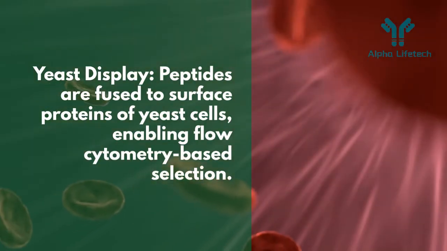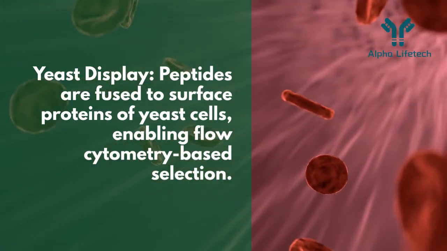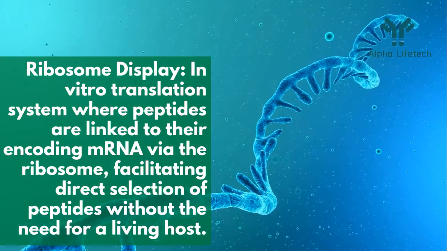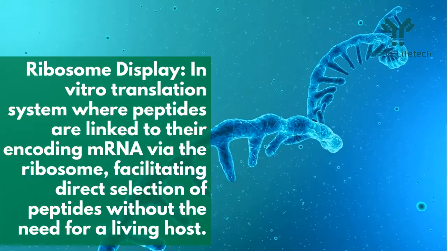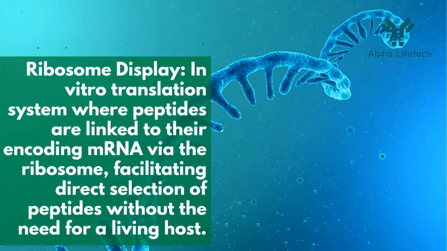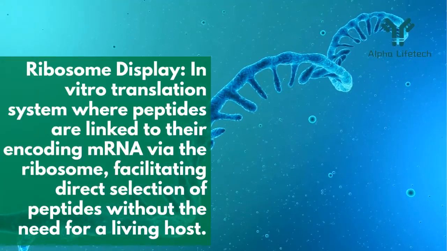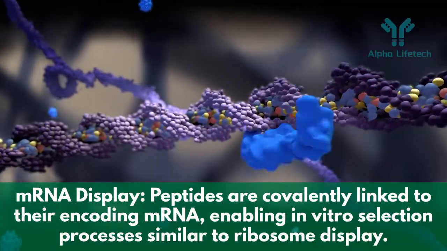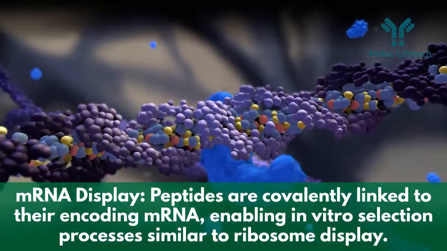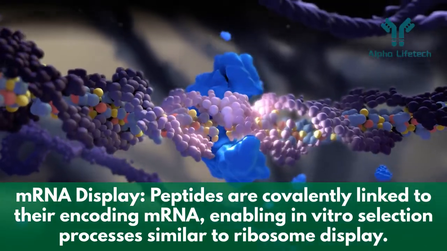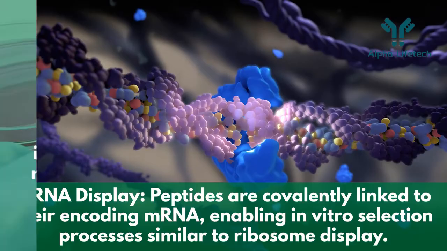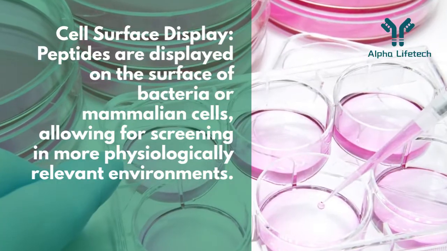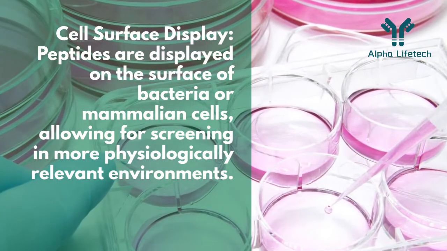Yeast display: peptides are fused to surface proteins of yeast cells, enabling flow cytometry-based selection. Ribosome display: in vitro translation system where peptides are linked to their encoding mRNA via the ribosome, facilitating direct selection of peptides without the need for a living host. mRNA display: peptides are covalently linked to their encoding mRNA, enabling in vitro selection processes similar to ribosome display. Cell surface display: peptides are displayed on the surface of bacteria or mammalian cells, allowing for screening in more physiologically relevant environments.